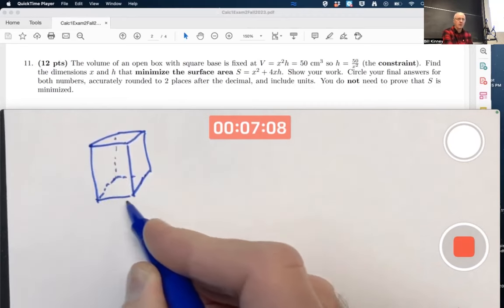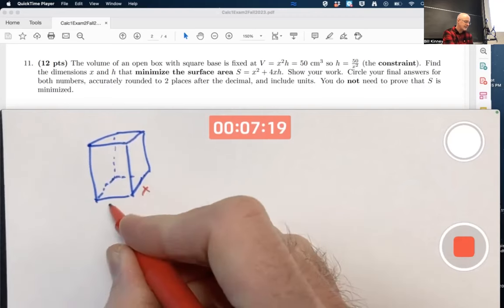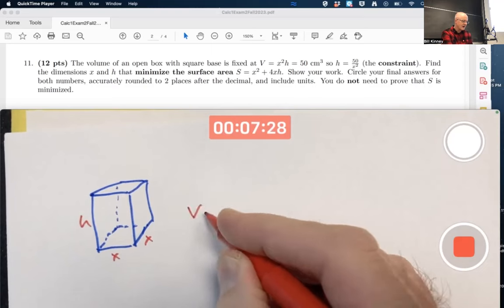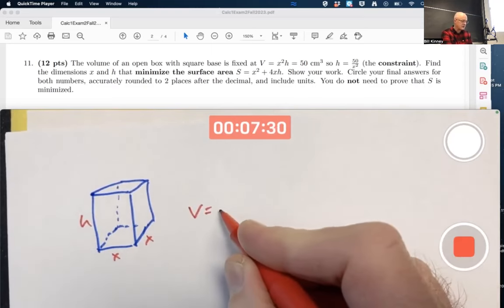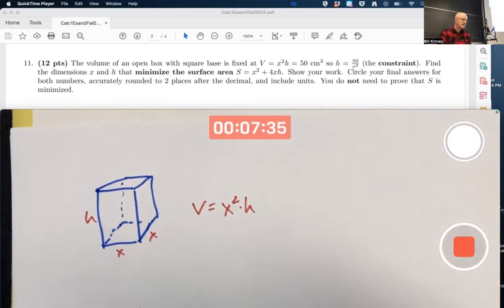This is supposed to be a square base. You need to imagine this picture with perspective. Evidently, looking at the formula for the volume as x squared times h, x is the length of each side of the base, and h is the height. So the volume is the area of the base, which is a square, x squared, times the height. We're saying that's fixed, that's given to be 50 cubic centimeters.